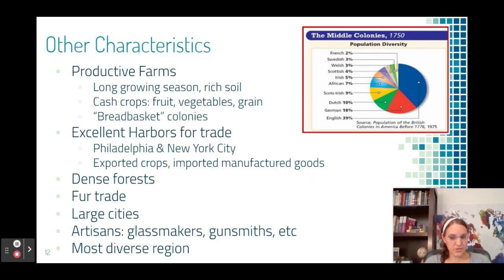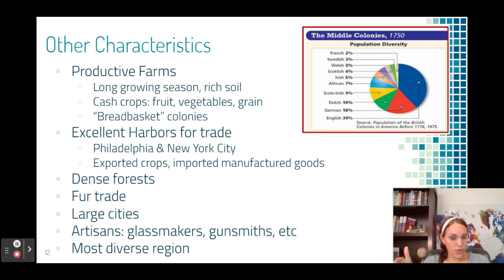Some other characteristics, this is where we tie back to our key objective, where we look at how the environment impacted the development of the colony. They had extremely productive farms, especially in regards to cereal crops like grains, and they were nicknamed the breadbasket. They had excellent harbors, and so they were able to export their crops easily. And because of that excellent trade, the cities grew fairly wealthy. And so Philadelphia and New York became some of the largest cities in the early colonial times.